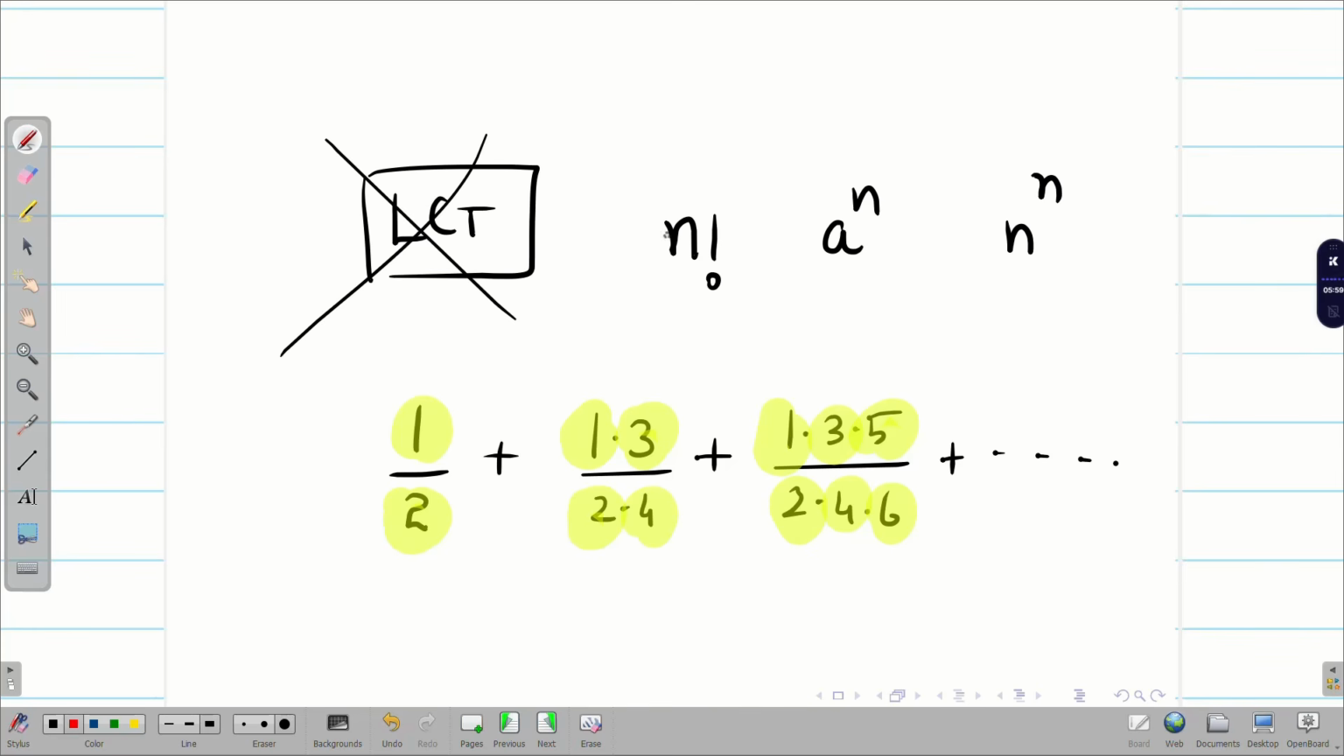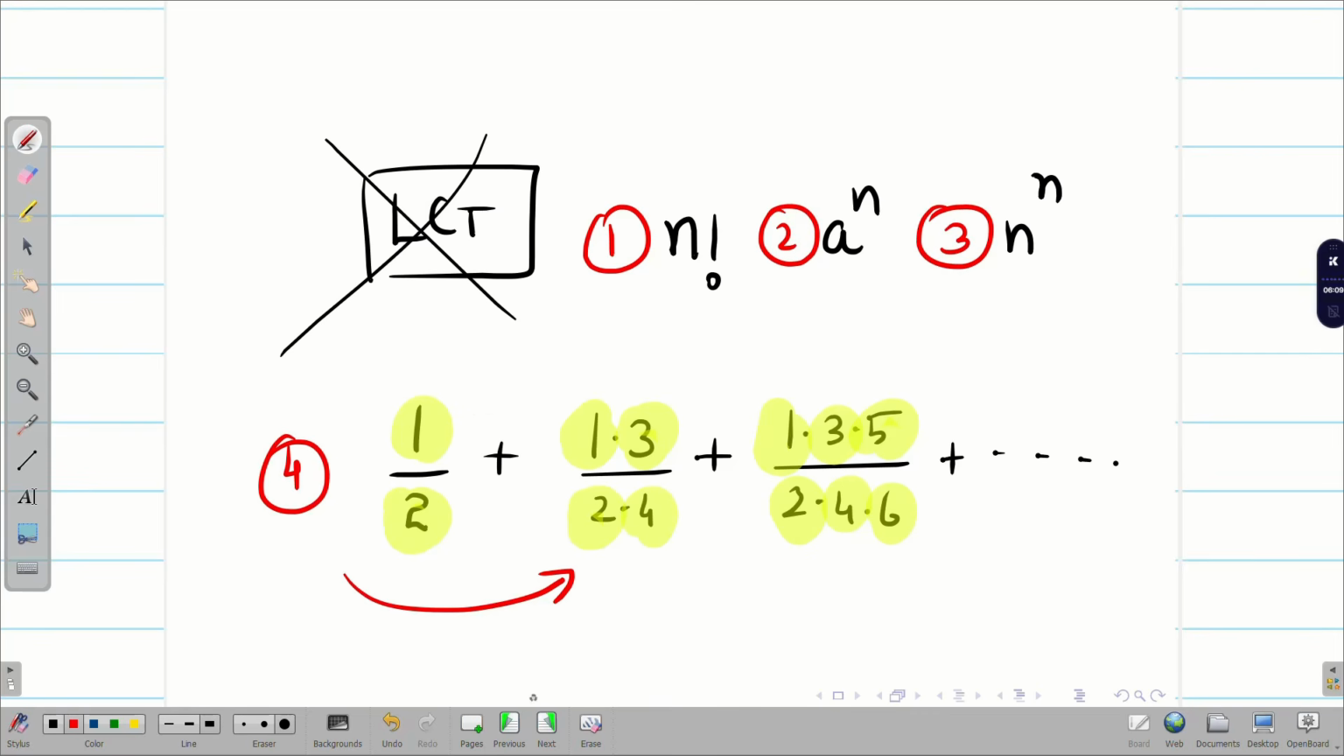So I just give four informations to you. When n factorial is there, a power n is there, n power n is there, or the terms are increasing, then limit comparison test is not much suitable. Then we are going for the new test. That is my higher level test. So every method has its advantage as well as drawbacks and limitations. So LCT have limitations in these four cases. So let us go to the next method.